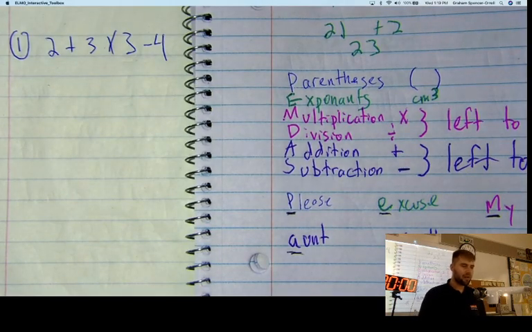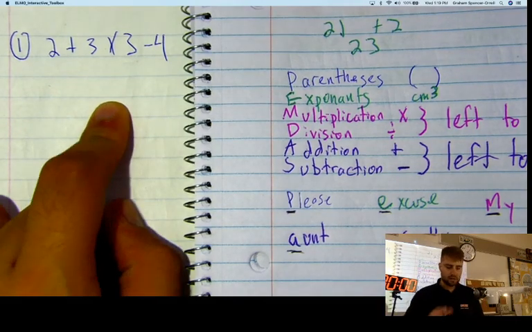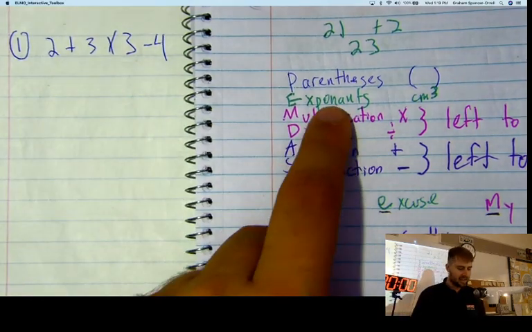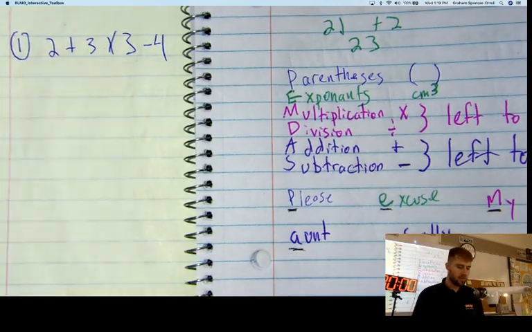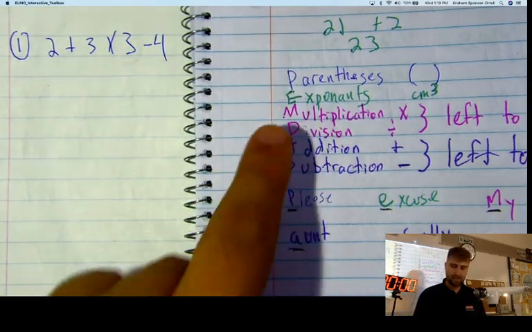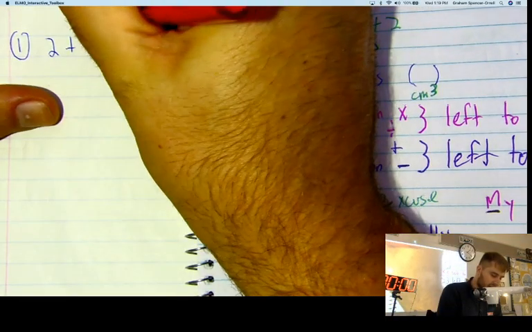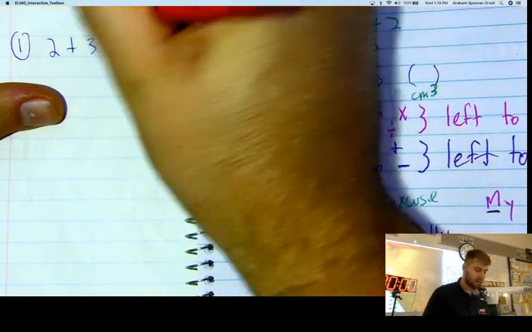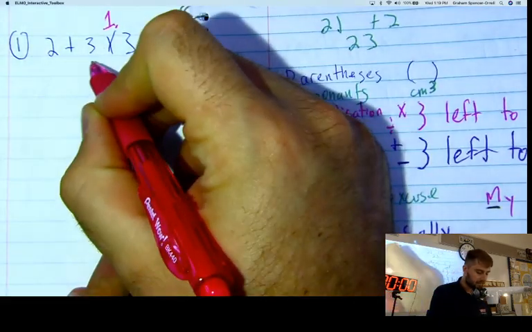I see that first I need to do parentheses, but there are no parentheses here, so I don't have to worry about that. Second is exponents. No exponents, don't have to worry about that. Third is multiplication and division. Now I'm always going to say those together because we group them together and we work them together. So I do see one multiplication here. So I'm going to label that first because we want to do our multiplication and division first.